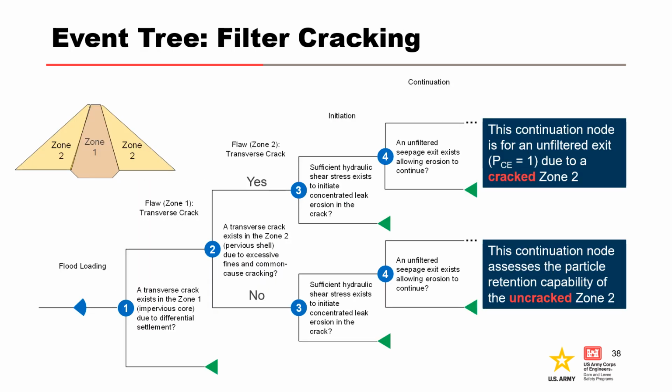This slide illustrates how the generic event tree can be adapted if filter cracking is a concern. In this example, a node is added to assess the likelihood of common cause cracking in the Zone 2 or pervious shell due to excessive fines. If Zone 2 is cracked, an unfiltered exit exists in the next node, as shown in the upper branches. Otherwise, the continuation node assesses the particle retention capability in the complementary next node for the uncracked Zone 2.